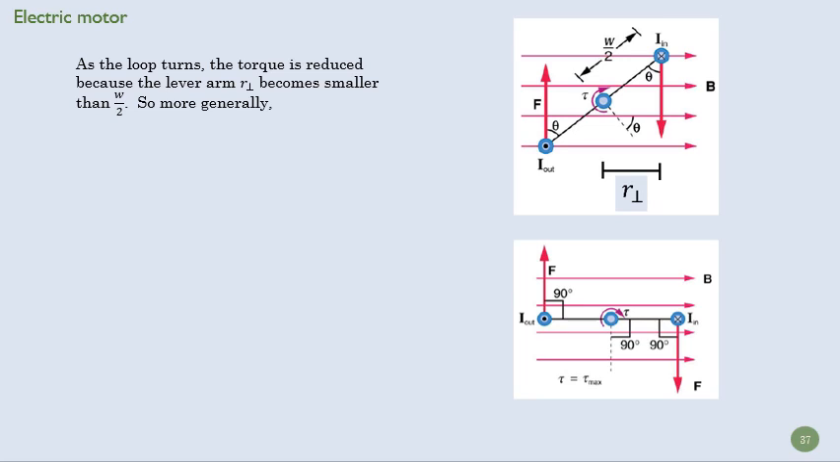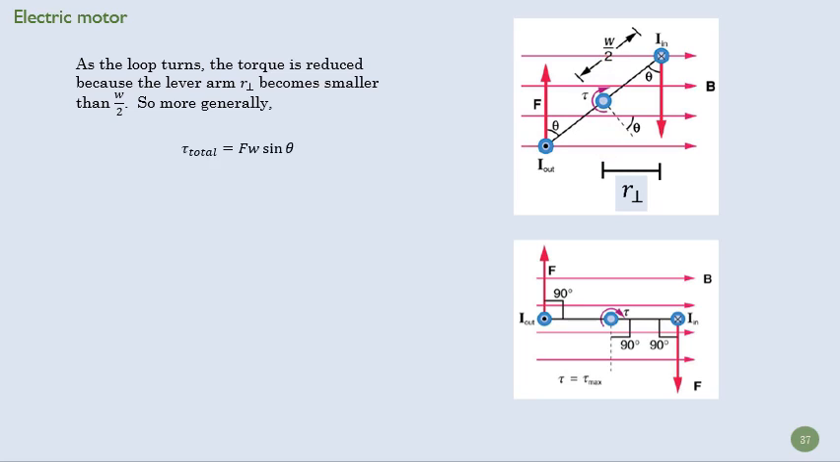Because as we turn here, our torque is going to get smaller because our perpendicular lever arm is getting smaller, if you remember our torque and statics. Okay, so you're not going to get as much torque as when that guy gets straightened out across here.